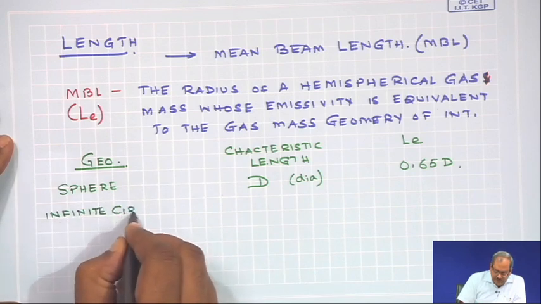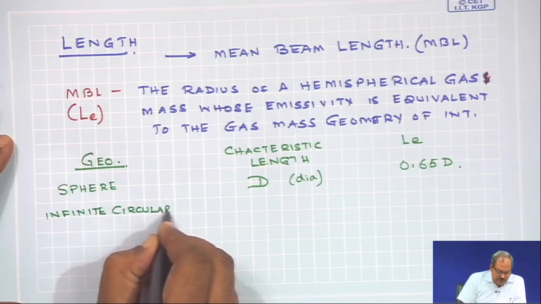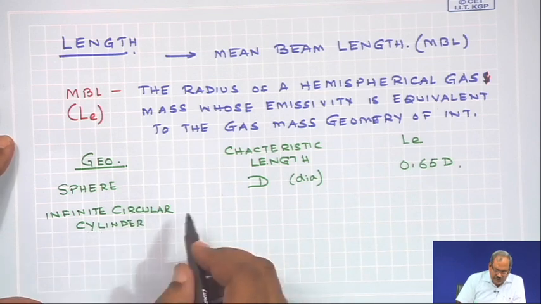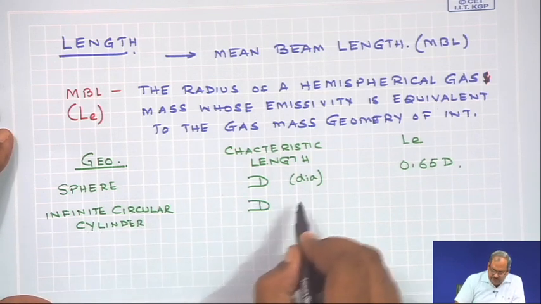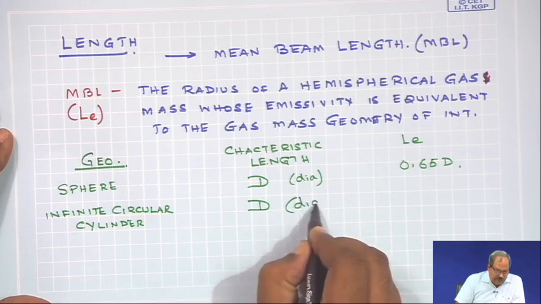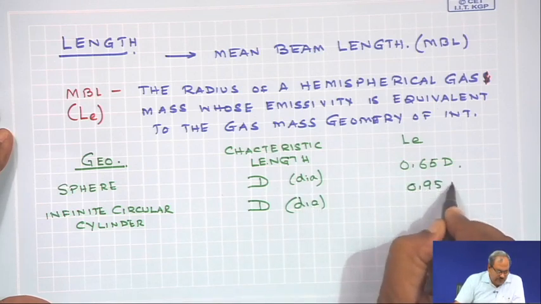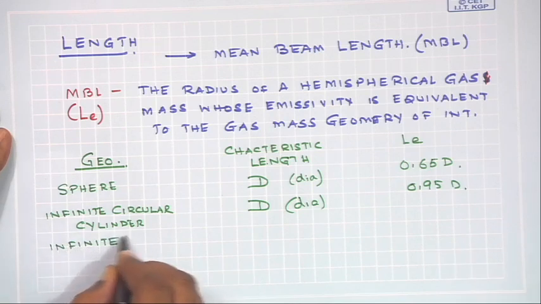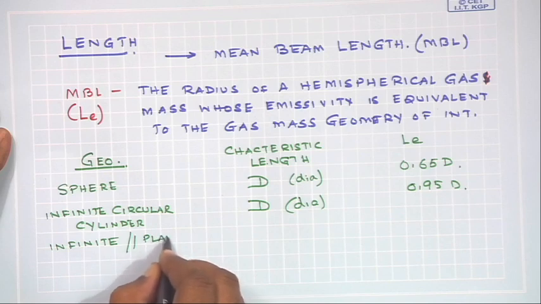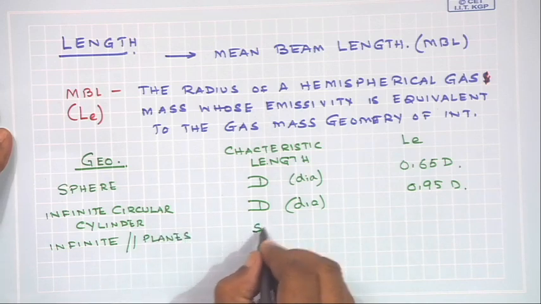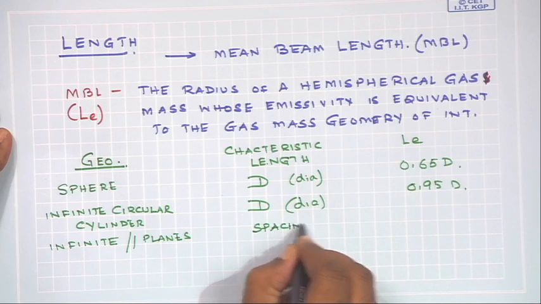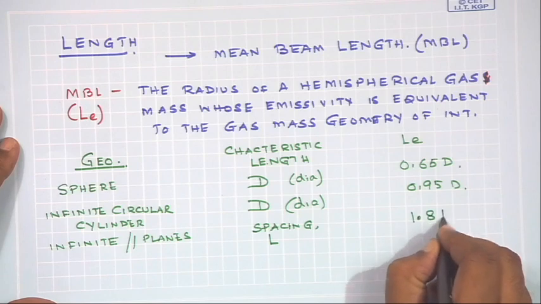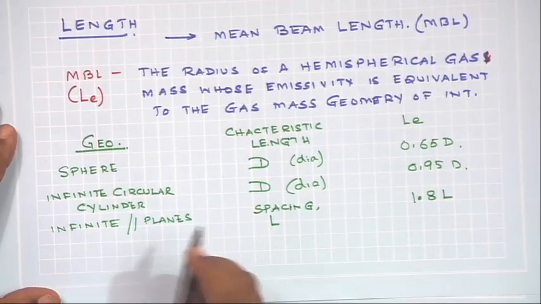If it is an infinite circular cylinder and you have radiation to curved surfaces, again the characteristic length is going to be d and the mean beam length is going to be 0.95 d. For infinite parallel planes, the characteristic length is going to be the spacing between the two plates, let us call it L, and the mean beam length is going to be 1.8 L.